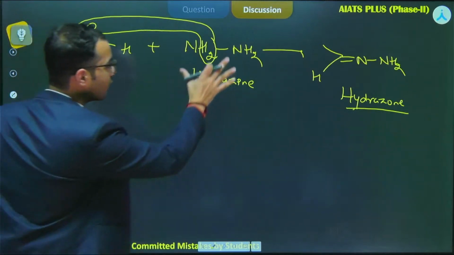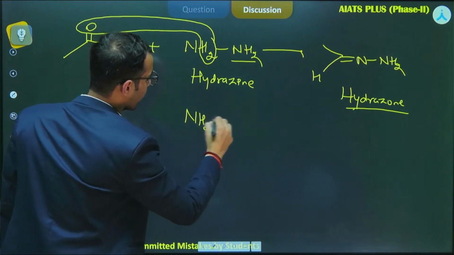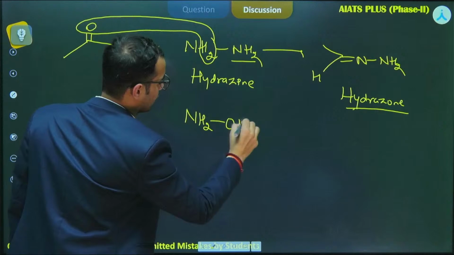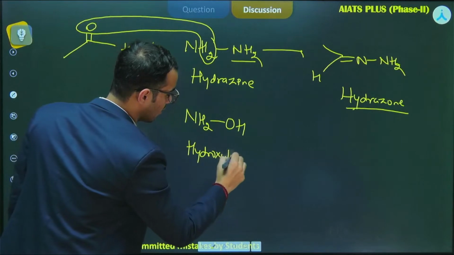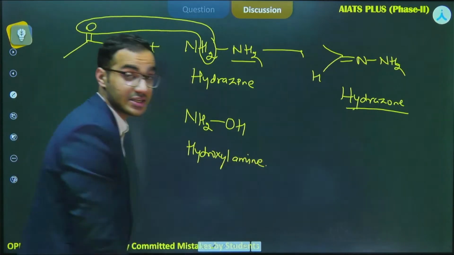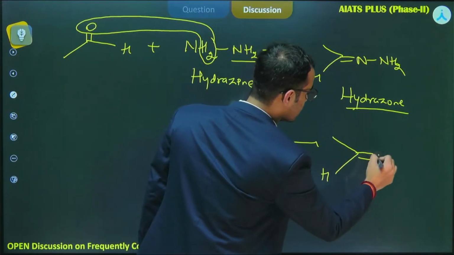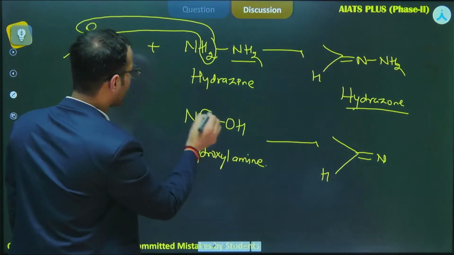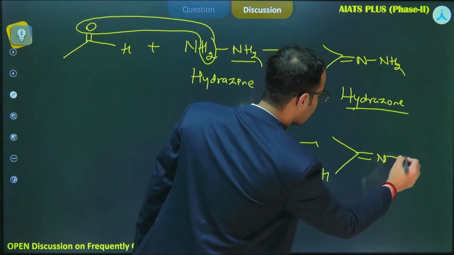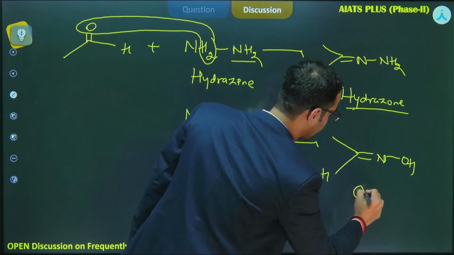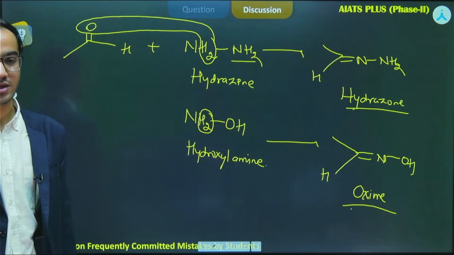On moving to this, if we replace this NH2 with OH, this is hydroxylamine. You are getting, this is R-CH again, this is N. These two hydrogens along with one oxygen, you are getting OH. This is oxime. It is oxime. I hope this is clear.